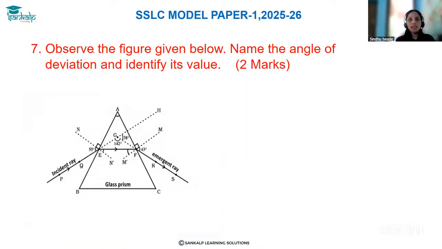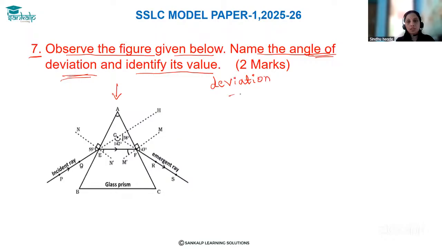Hello everyone. Let us see question number 7. Observe the figure given below. Name the angle of deviation and identify its value. This diagram is already given in your question. So you have to see this diagram and find the angle of deviation first. We know how the deviation angle is formed. The deviation angle is the angle formed between the incident ray and the emergent ray.